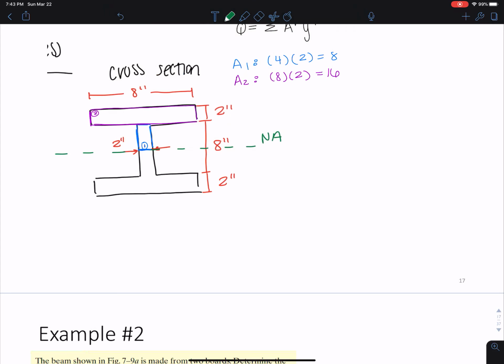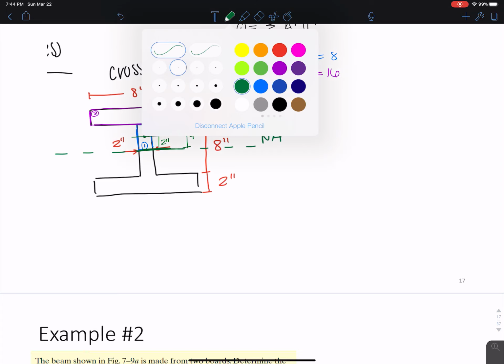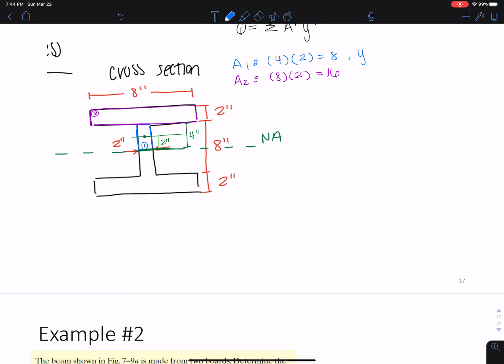So here is, what color have I not used? Let's try green. So here is the location of the neutral axis. And then you want to find the geometric centroid of the small area that you're dealing with and calculate the distance from the geometric centroid of that area to the neutral axis. So here, the distance, if this whole part is 4 inches, this is 2 inches. So I'll put this in blue, my y prime 1, we called this bar, is equal to 2 inches. This is inches squared. Okay.